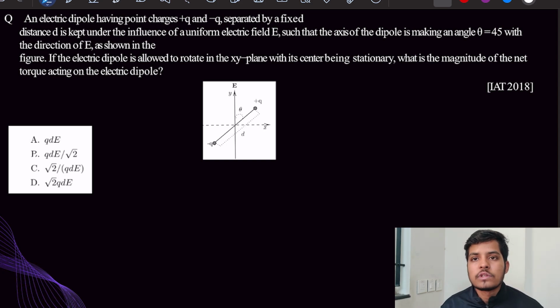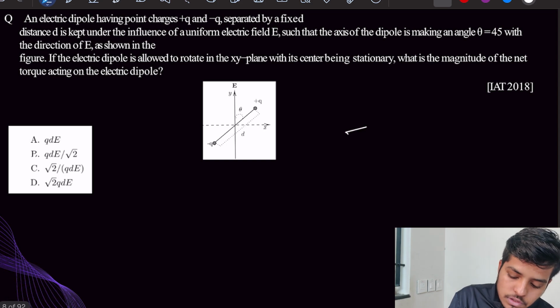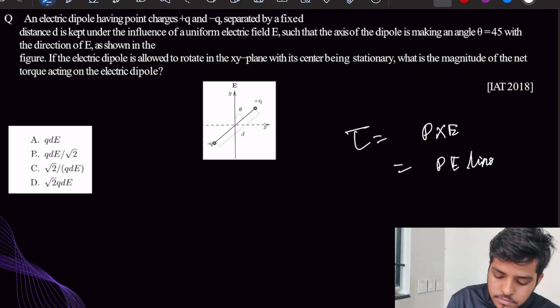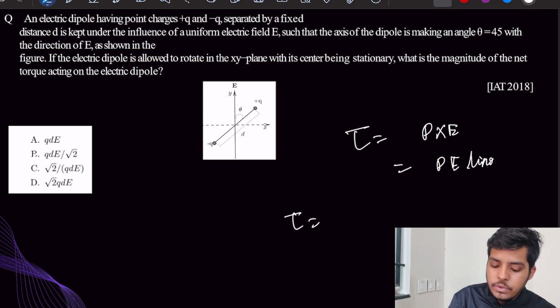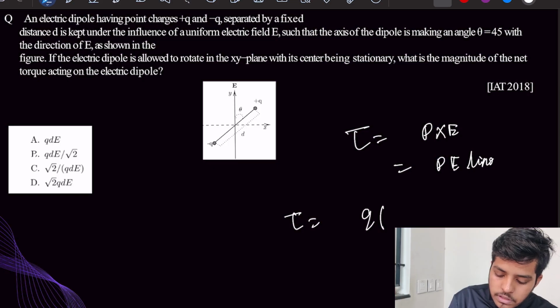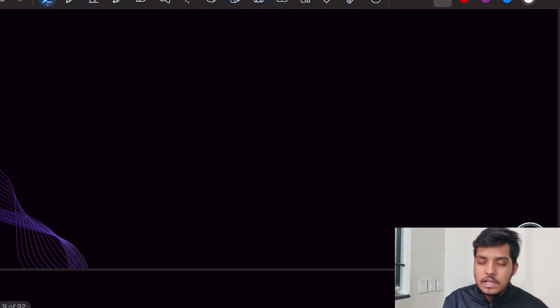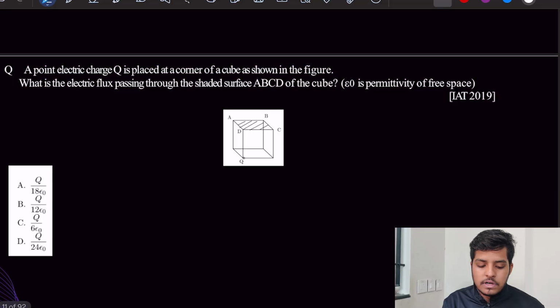So we know that torque equals P cross E, which equals P E sine theta. P is q into d. So torque is q into d into electric field E into sine 45, which is 1 upon root 2. So q d E upon root 2 will be your correct option. So option B is your correct answer. Let's move to the next question and try to solve it.